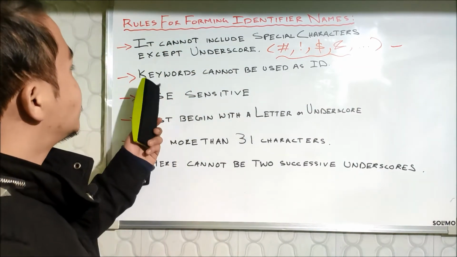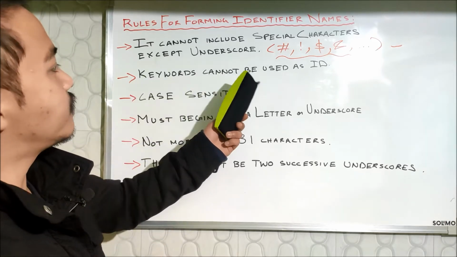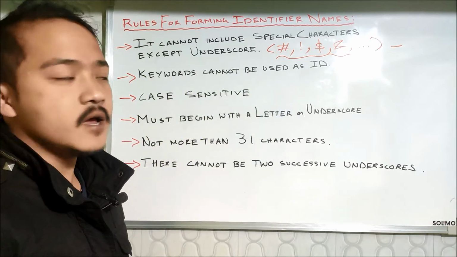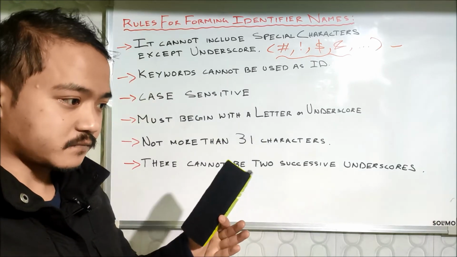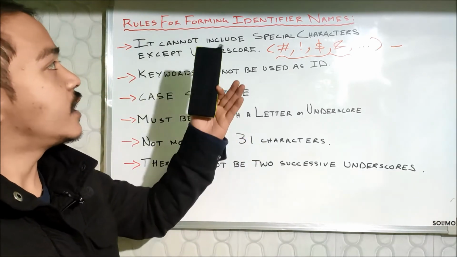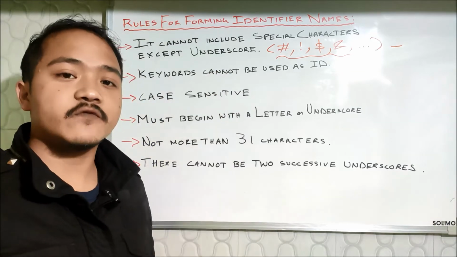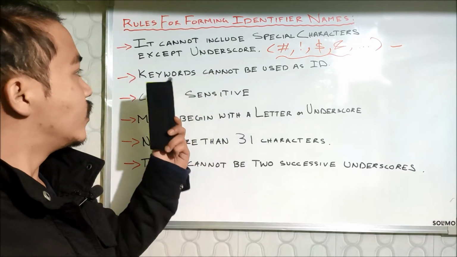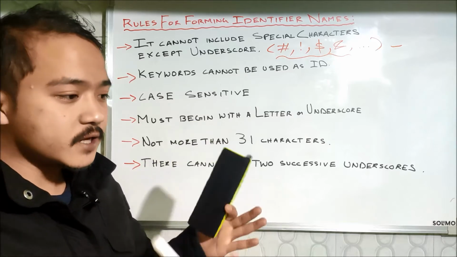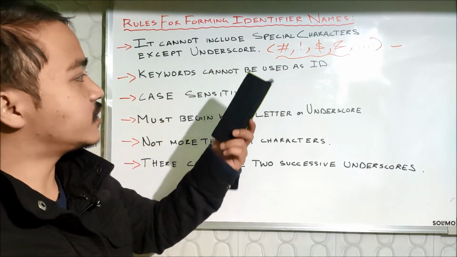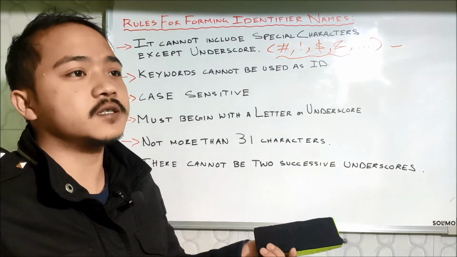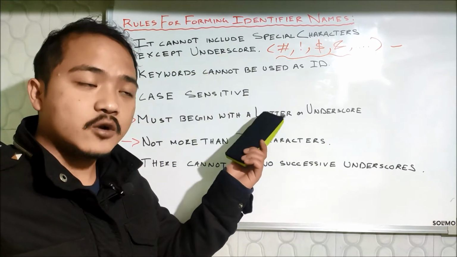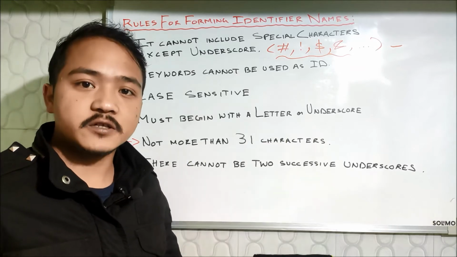The second rule is that keywords cannot be used as identifiers. Keywords are the predefined words used in a C program for specific purposes. We cannot use keywords as identifiers, because if we do, the program will not understand whether that word is a keyword or an identifier.